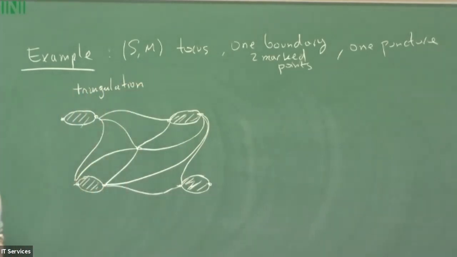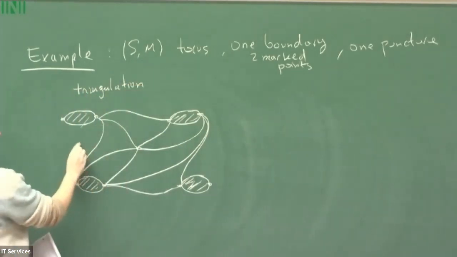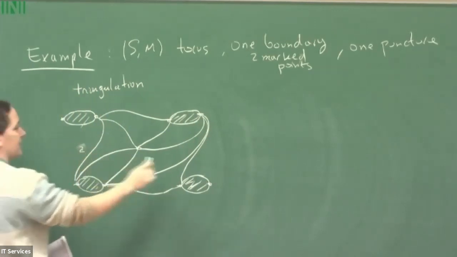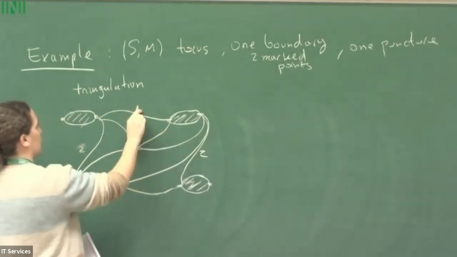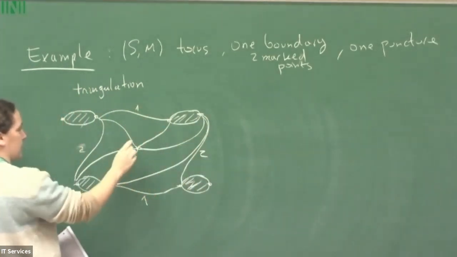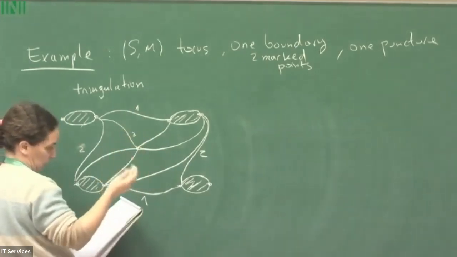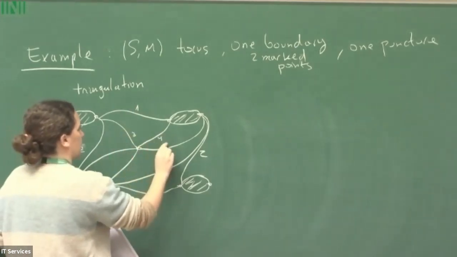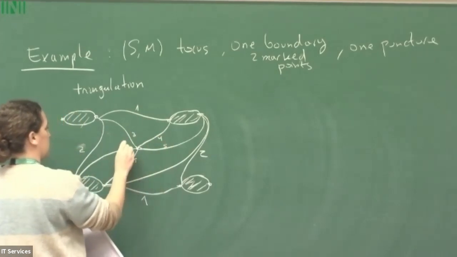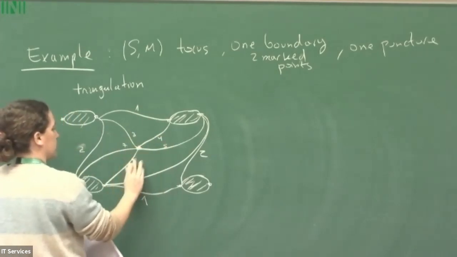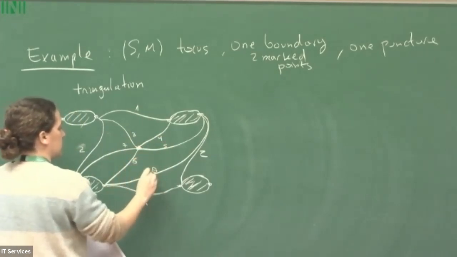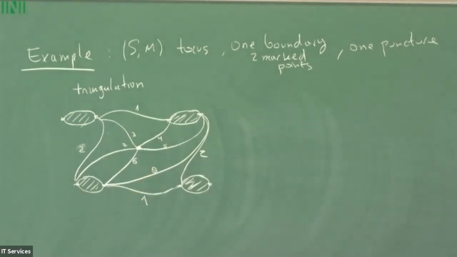Do you believe me? I hope you do. Okay, this is the arc 2, this is the arc 1, 2, 3, 4, 5, 6, 7. This is a puncture. 8. They're all triangles. I hope that they are.